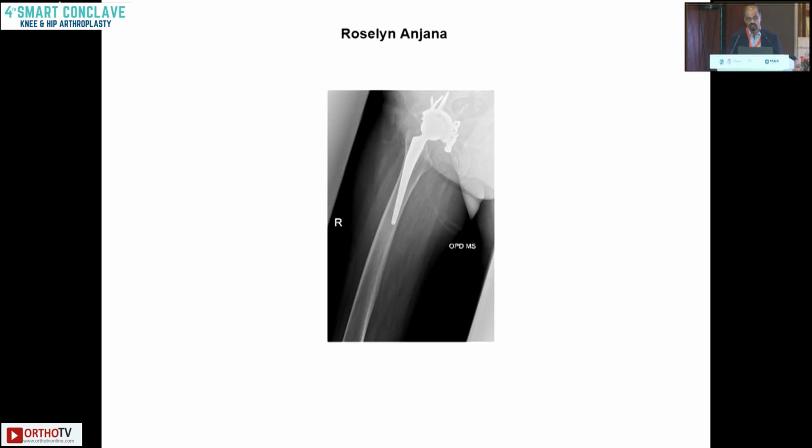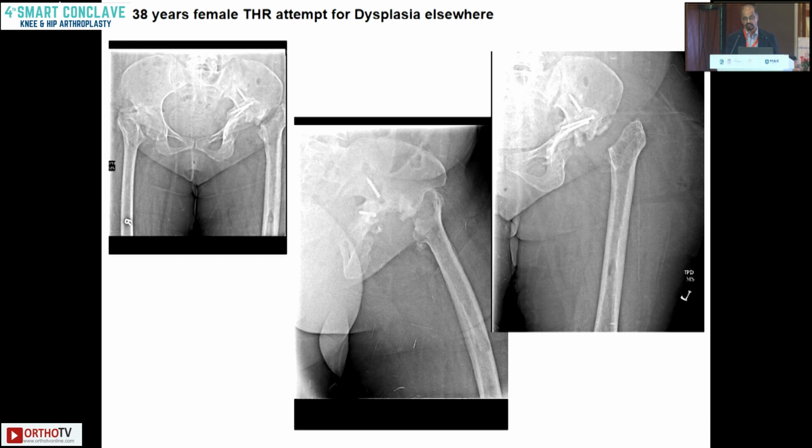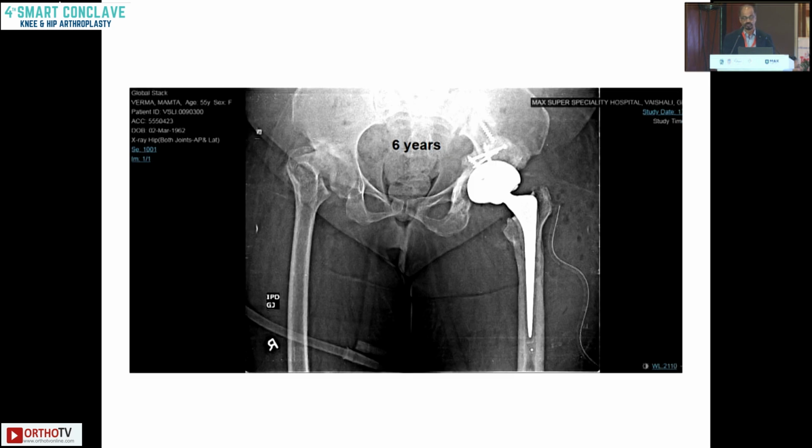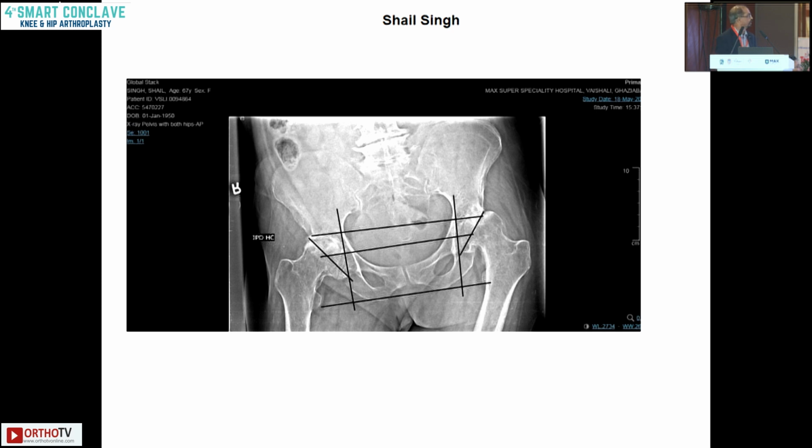Then we have this type of patient, where doctors in the periphery attempted total hip replacement in a case of acetabulum fracture, and this is what has happened. So the patient came to us, we waited for some time because he had an infection, which got controlled, and then we did it. So these are the few cases which I wanted to stress.